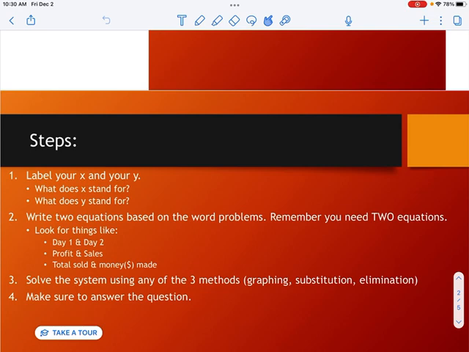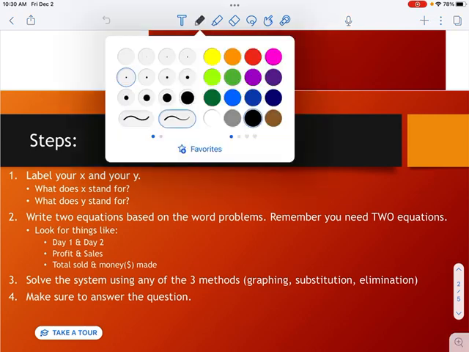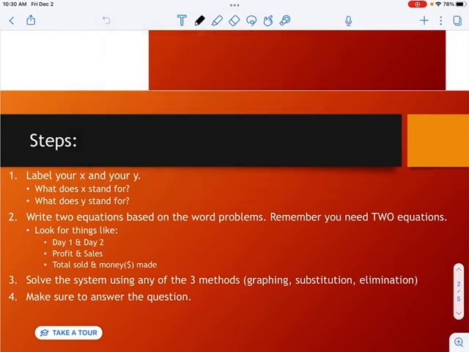Once you do that, you are simply going to solve the system with the three methods we've learned up to this point. Now, I will tell you, graphing should be your last resort. Use substitution or elimination, and use the one that the equations are set up for right away. And then the last thing is to make sure to answer the question.